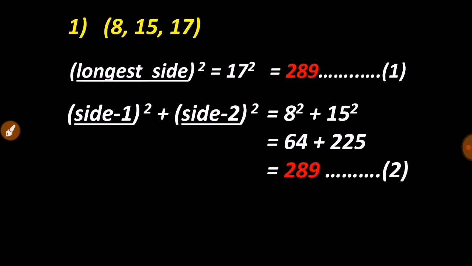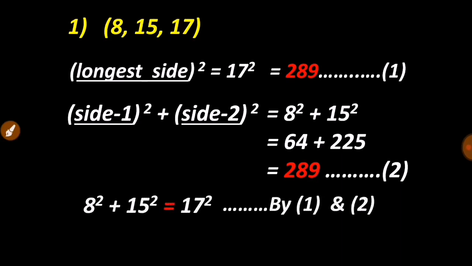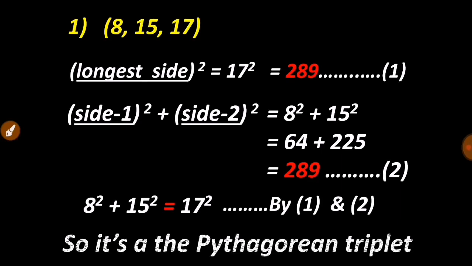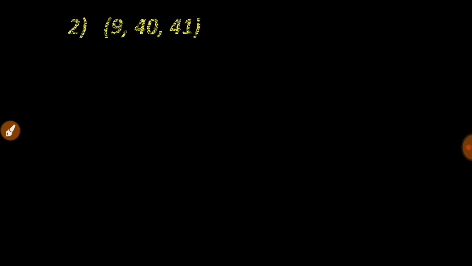Yes, and if these two steps, longest side square and the sum of square of remaining two sides, are equal to each other, then of course we can say 8 square plus 15 square, that is sum of square of two sides, and 17 square, that is the square of longest side, are equal. Then these three sides are nothing but Pythagorean triplet. It means that we can make a right angle triangle using these three sides. So let's solve one more question.